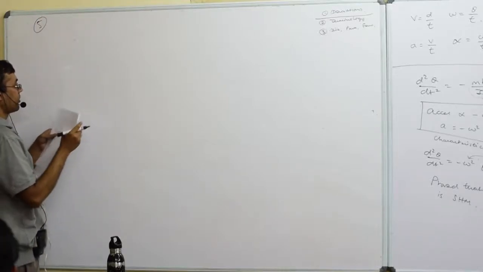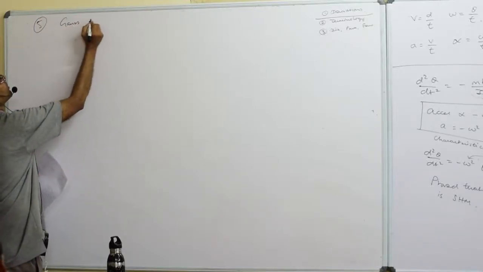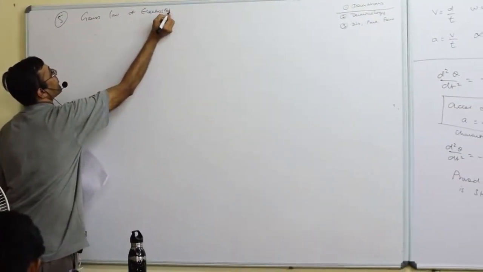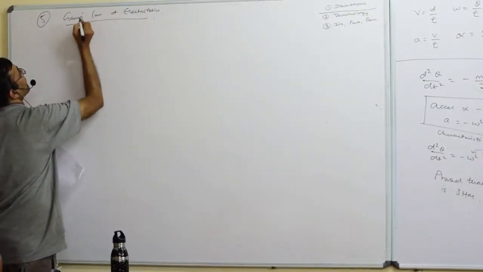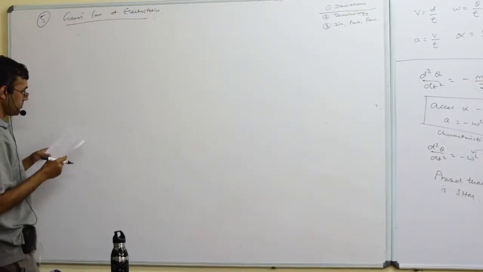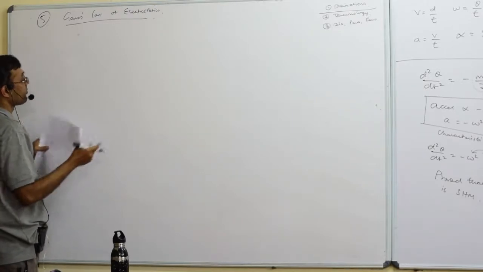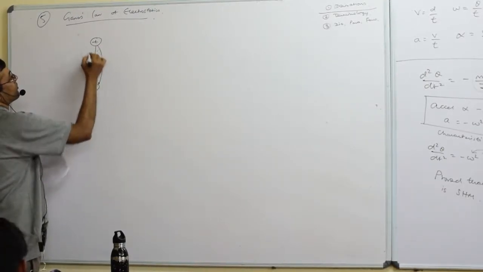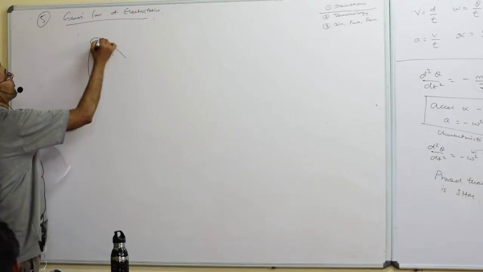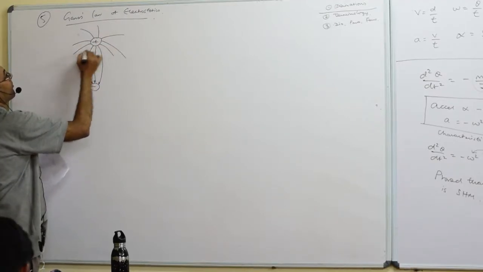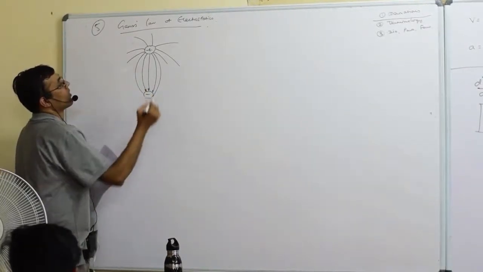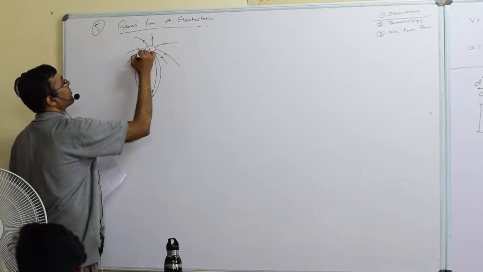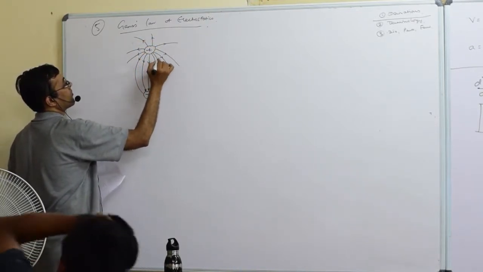So the fifth topic is Gauss law of electrostatics. So let's revise that quickly. Gauss law of electrostatics. So if you had a plus here and if you had a minus here, the electric field lines flow like this. So the arrows are coming out like this. Okay.